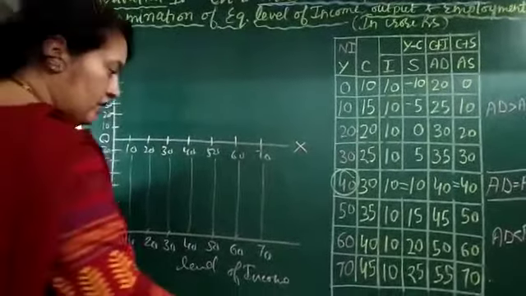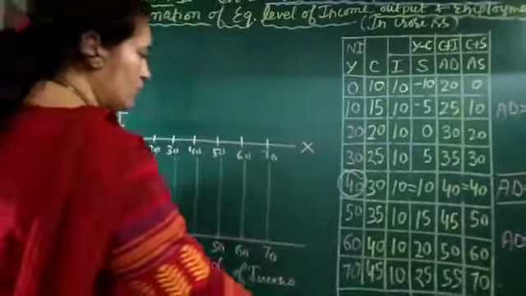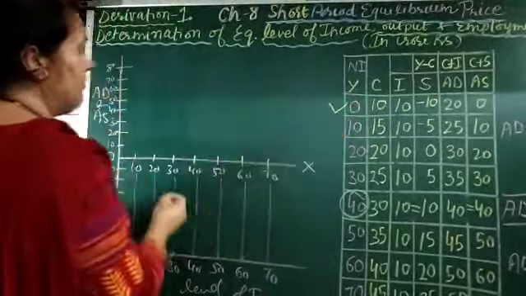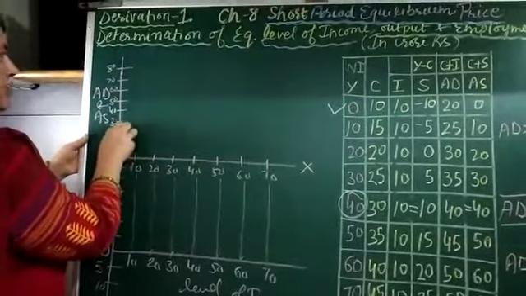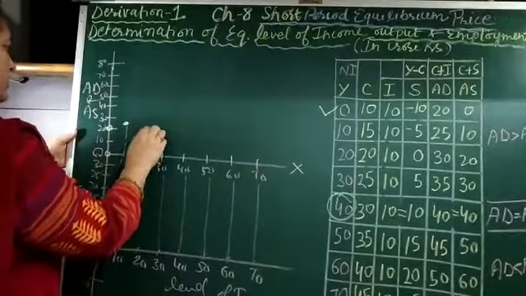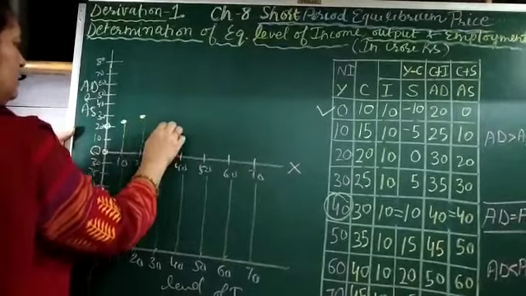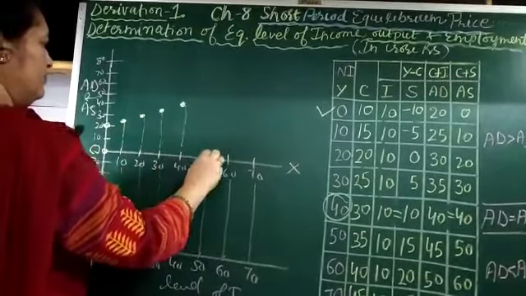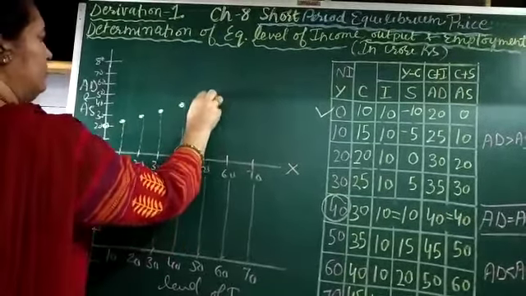In the upper panel of the diagram, let us draw aggregate demand first of all. At 0 level of income, aggregate demand is 20. At 10 income level, aggregate demand is 25. At 20, 30. At 30 income level, aggregate demand is 35. At 40, 40. At 50, 45. At 60, 50, and the last one is 55. This is the aggregate demand curve.